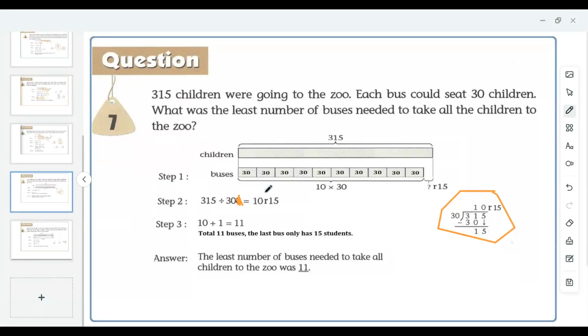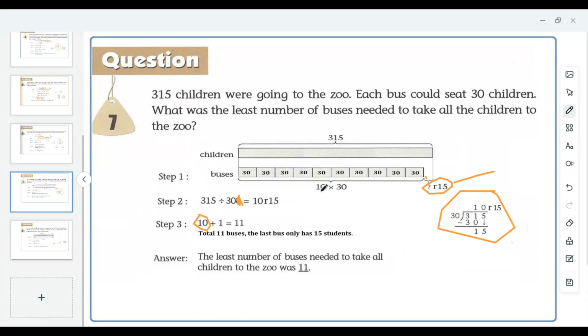That means 10 buses take 30 children each, and they still have 15 children left. This is called the remainder. Still 15 children left. Each bus takes 30 children. Okay? And still have 15 children left. So how many buses here? Because divided by 30 equals 10. So there's 10 buses needed.